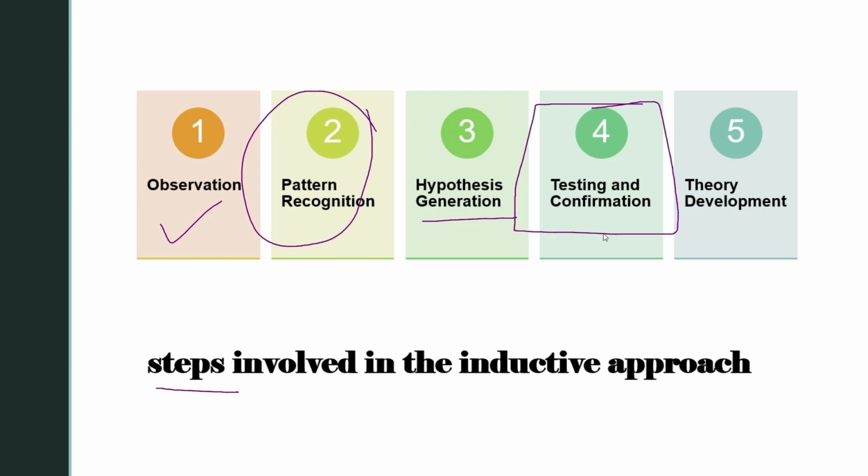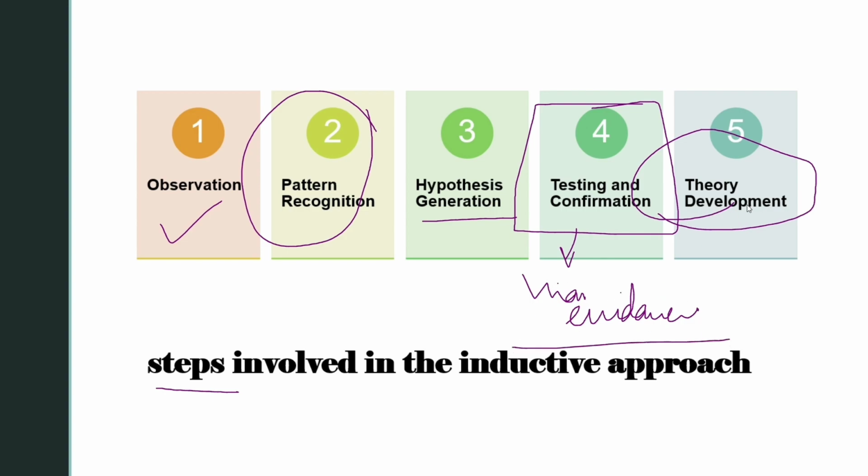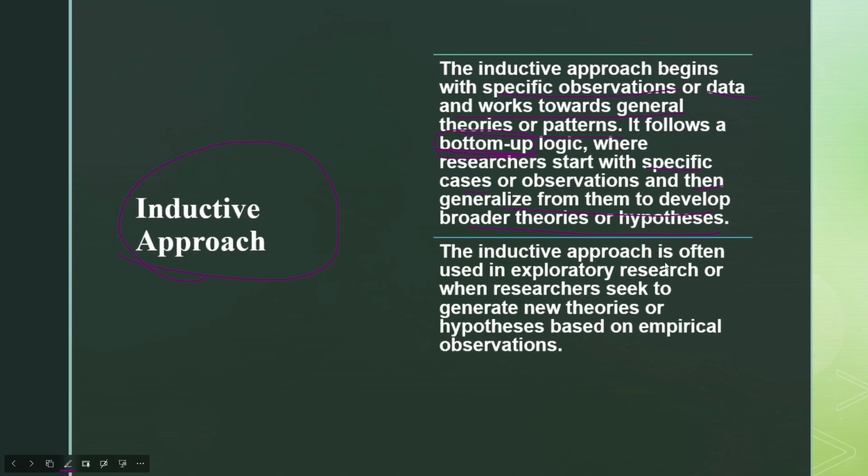Then testing and confirming. The researcher will test the hypothesis by collecting additional data or evidence to confirm or to refine the proposed explanations. Then comes the theory development. Over time, repeated observations and testings may lead to development of a broader theory or a generalized theory that can explain the observed patterns. The inductive approach is often used in exploratory research when the researcher seeks to generate some new theories or hypotheses based on empirical observations.